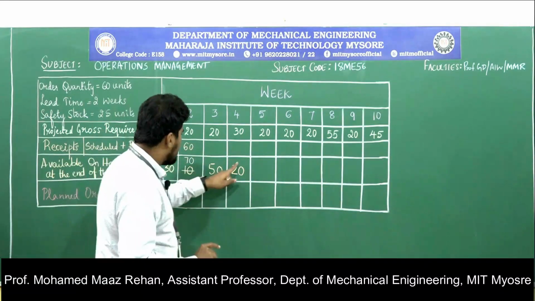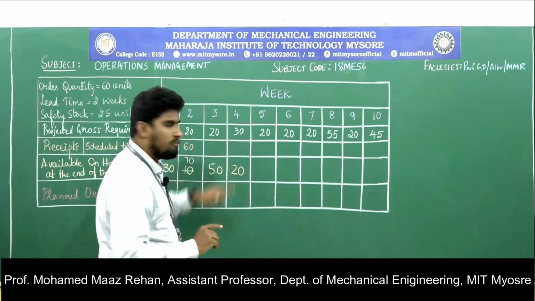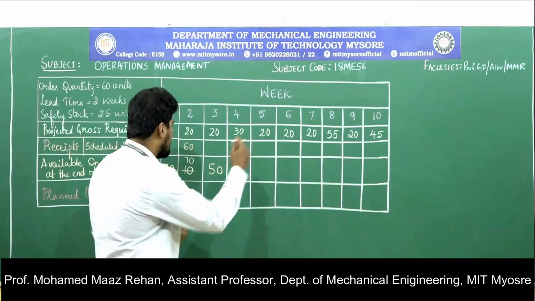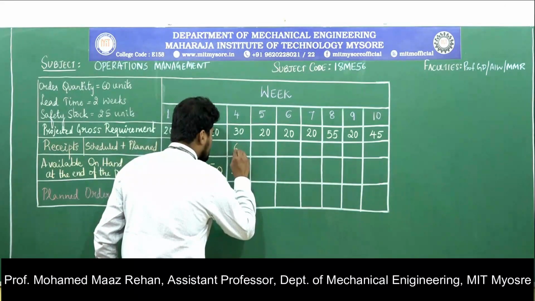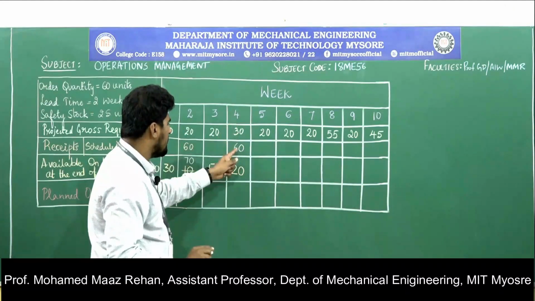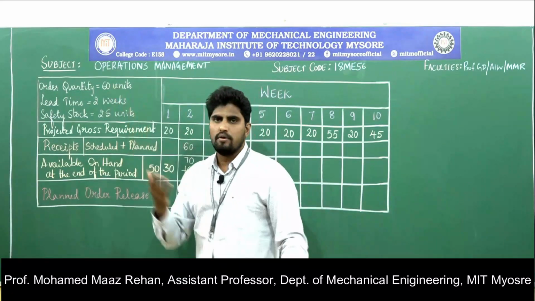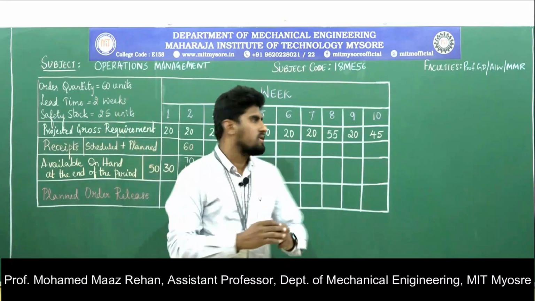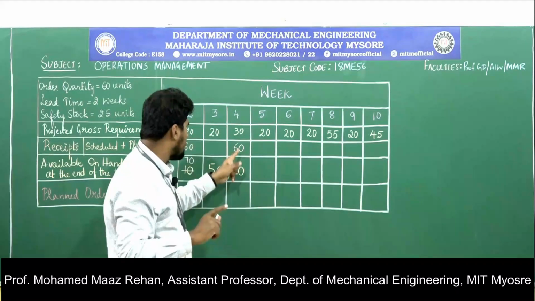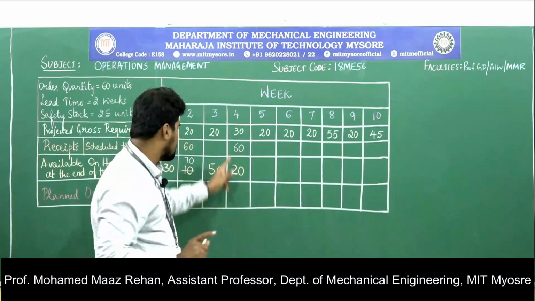So here, since you have only 20 units, you have to place an order, right? You have to receive 60 units in the fourth week. Why 60? Whenever you place an order, you receive 60 units. So in the fourth week you have to receive 60 units. Why? Because of the safety stock. It is not satisfying the safety stock.